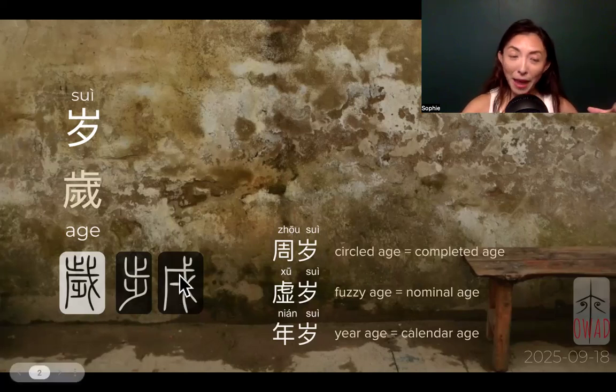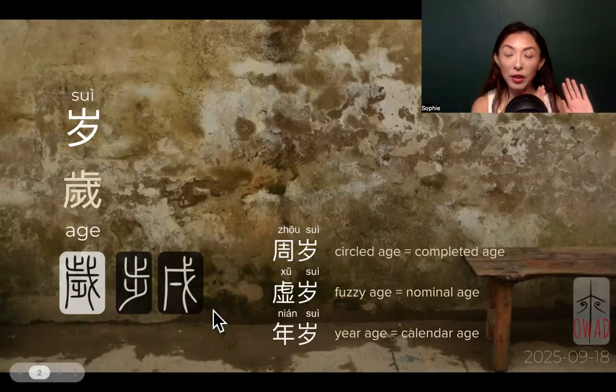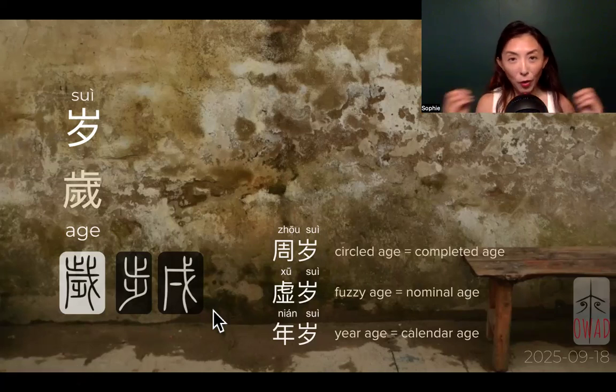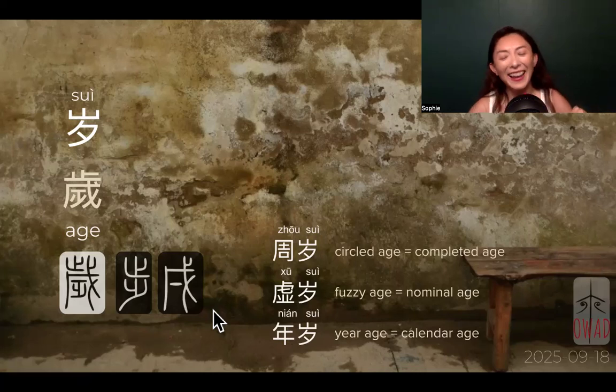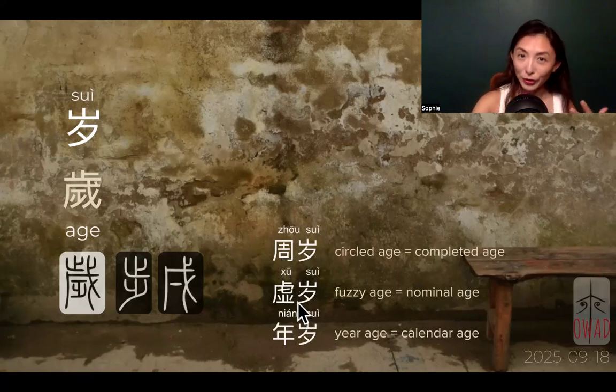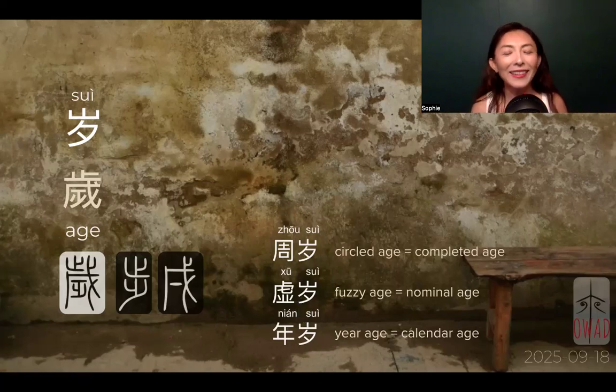So once we unpack it, we can understand how ancient Chinese conceptualized this totally human-made thing, which is age. By the examples here, 周岁, 虚岁, 年岁, three age-related expressions in Chinese, we can also take a peek into the Chinese sense of being in relation to the concept of age.